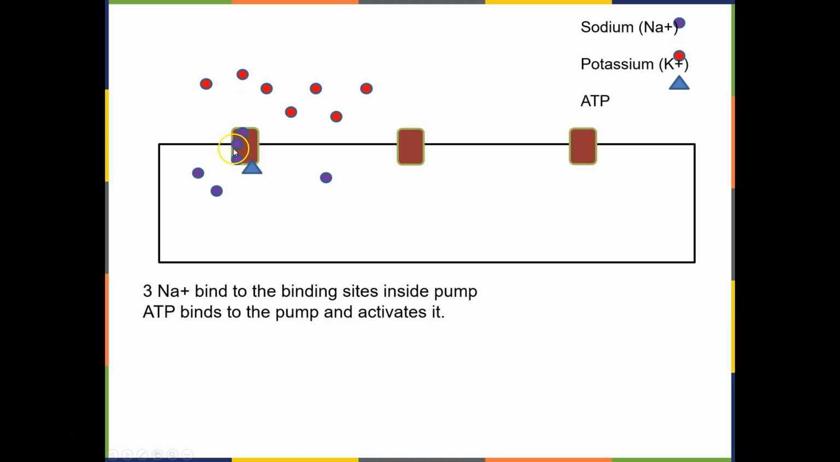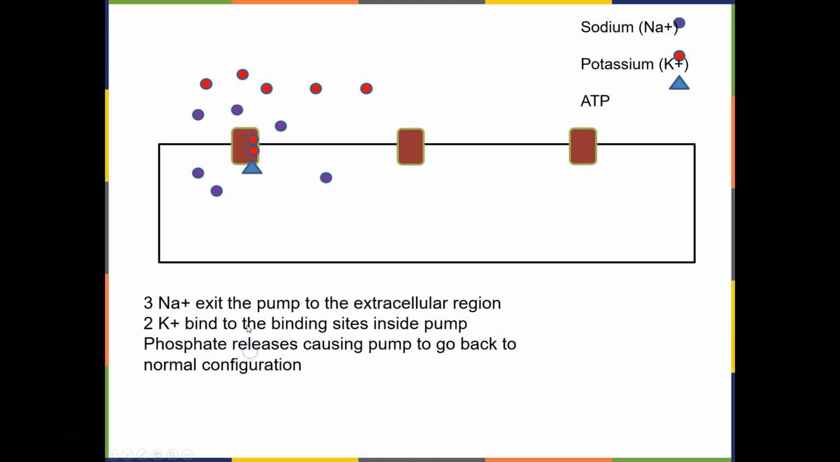So at that point, the 3 sodium ions can no longer bind, and so sodium is released. In this new configuration, though, potassium can actually bind. So 2 potassium bind, and the ATP hydrolyzes and so breaks down into ADP plus phosphate and releases, and when that happens, the sodium potassium pump goes back to its resting configuration, open to the inside of the cell.